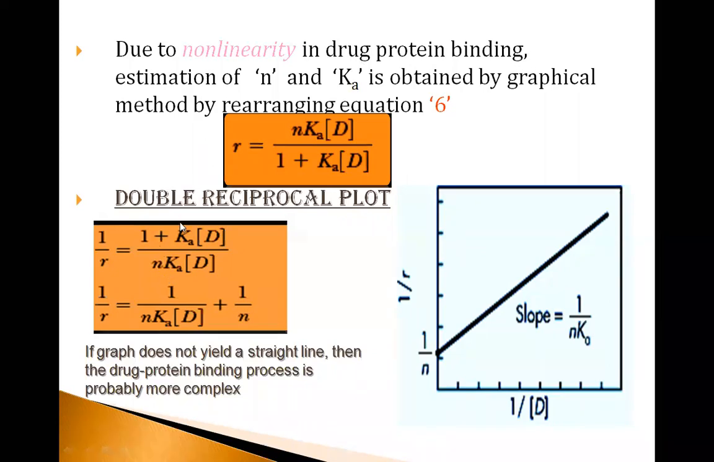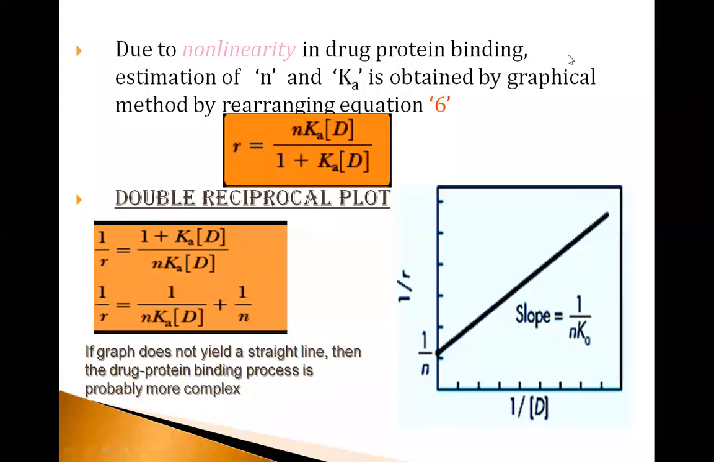And you do the rearrangement. This becomes the denominator and this becomes the numerator. It flip-flops, it just goes up, because we are taking the reciprocal. This equation is further simplified, as you can see here: 1 by r is equal to 1 by n Ka into d, plus 1 by n.